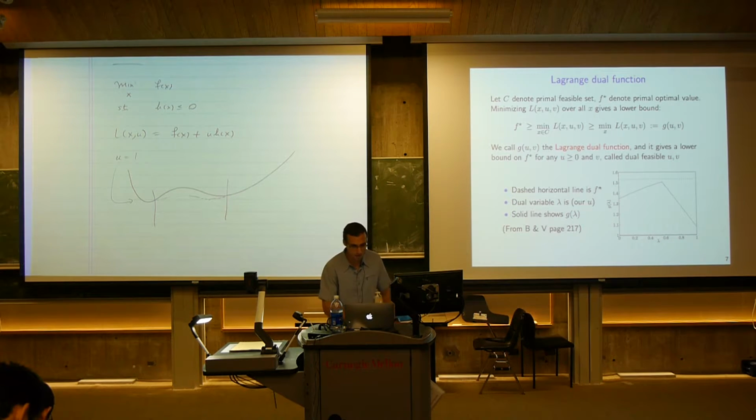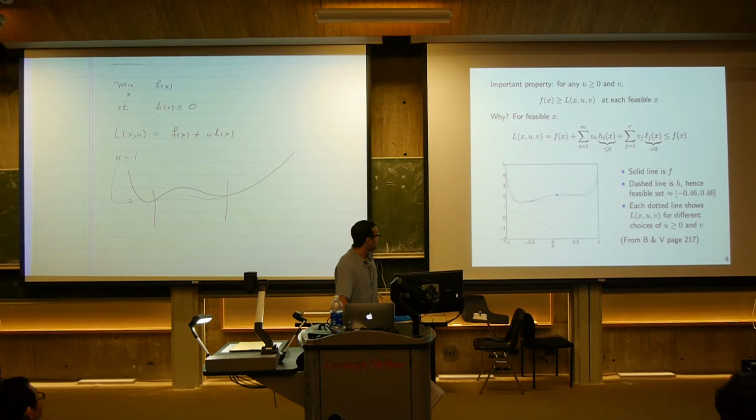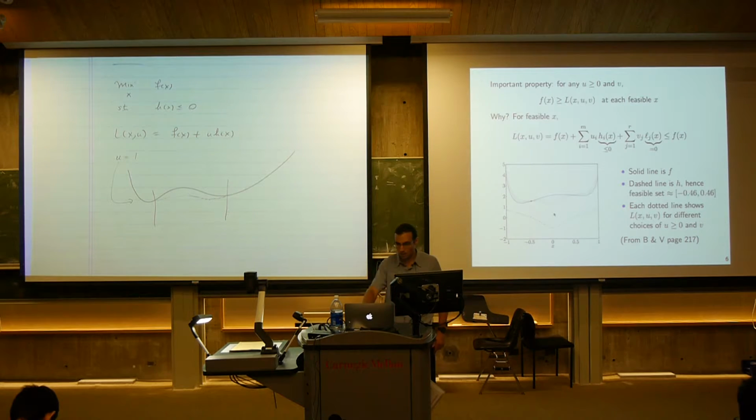And okay, so here was this example carried over from the last slide. So what we did is, for each fixed u and v, and in this case it was just u, right? We didn't have any v's because there are no equality constraints. We just thought about minimizing this function, one of these dotted functions, over all x, not just in the feasible set, but over all x. And we defined the Lagrange dual function as the smallest value it possibly attained. Okay, and that's what we're showing here.